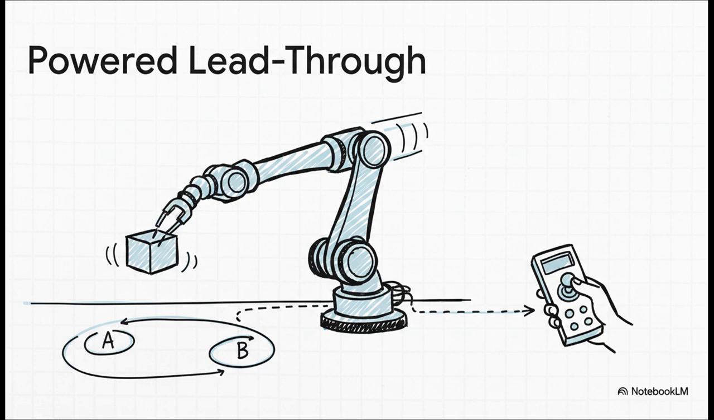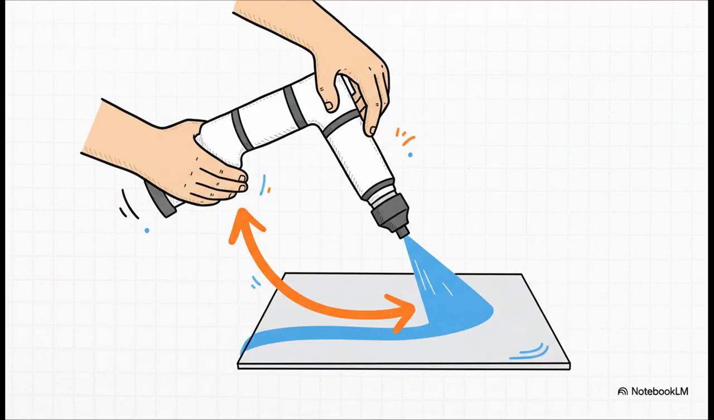It's perfect for those point-to-point tasks, like picking something up from over here and putting it down over there. You just use the pendant to define point A and point B, and the robot will remember that path and play it back perfectly millions of times. Manual lead-through, sometimes called the walkthrough method, is for jobs that need a really smooth, continuous motion. Think about spray painting a car door or laying down a perfect weld seam. You need a fluid, curvy path, and the best way to get that is to just do the motion yourself and have the robot record your every move.